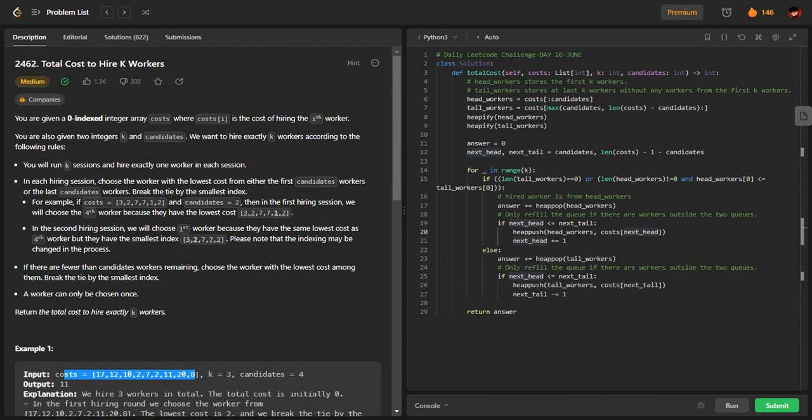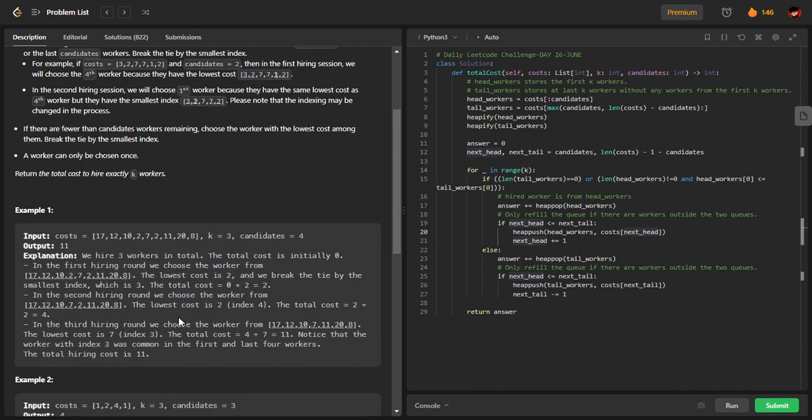Going to the question, we are given a zero-indexed integer array called cost, where cost[i] is the cost of hiring the ith worker. For example, if I hire this worker, the cost to the company will be 10 units. That's what they are trying to say. We are also given integers k and candidates. We want to hire exactly k workers according to the following rules.